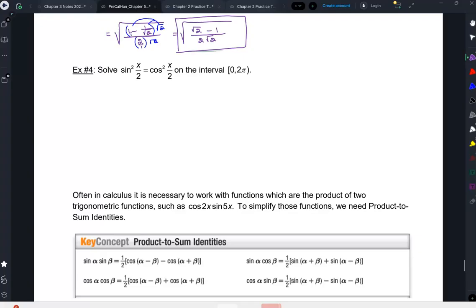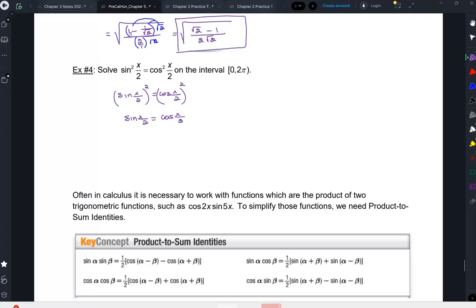Sine squared x over 2 equals cosine squared x over 2. It's an equation we have to solve. Let's rewrite this like this, because it's the same, right? And what can I do to both sides of this? Take a square root. So sine of x over 2 is equal to cosine of x over 2.